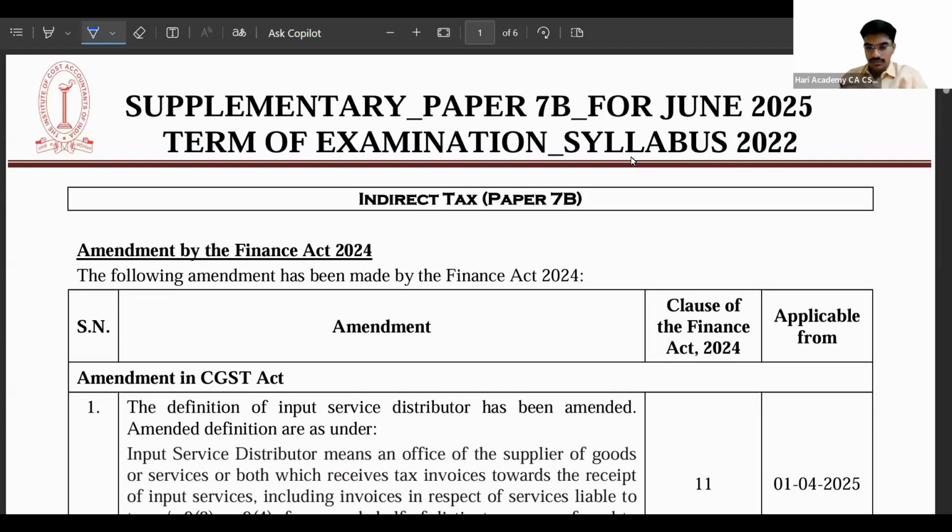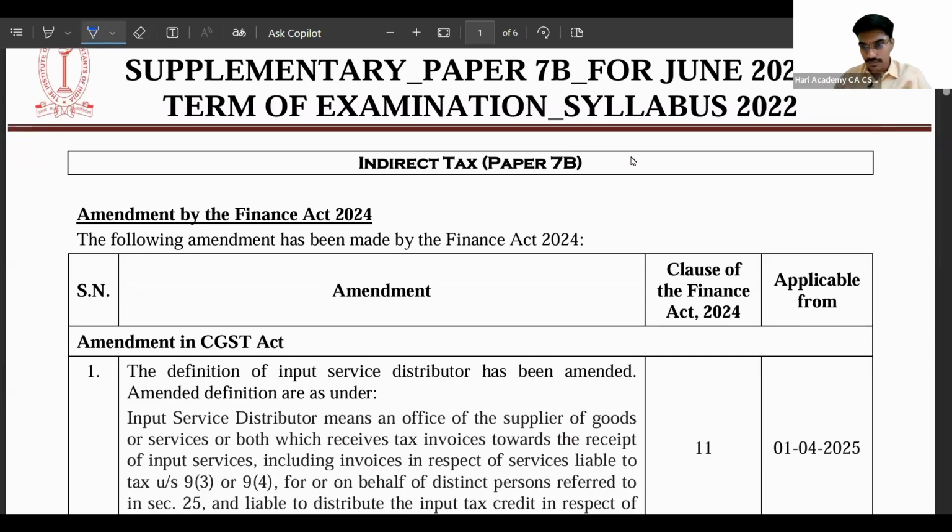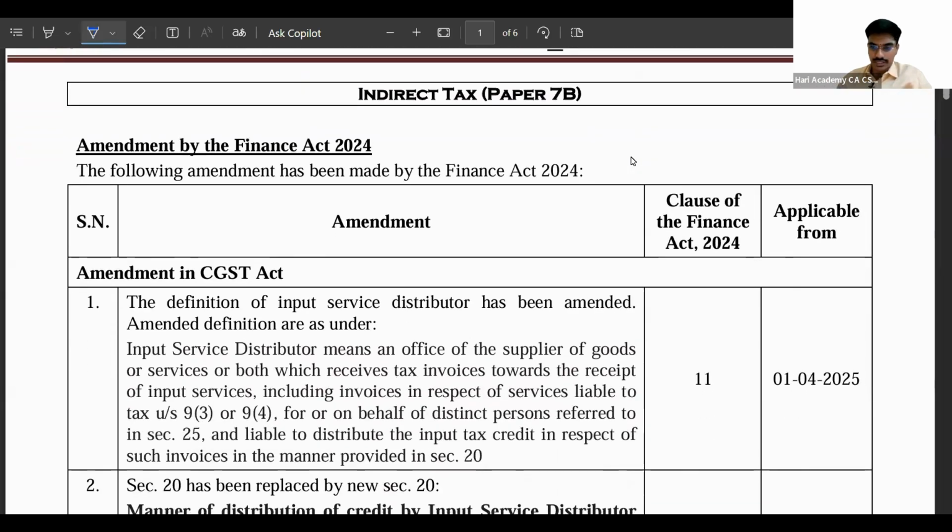Hi all. In this video, let us discuss the amendments carried out through Finance Act 2024 in relation to GST. In the earlier video, which has already been uploaded, we discussed the amendments in relation to income tax, and in this one we'll discuss the amendments in relation to GST. Generally, in CMA examinations, we find that the majority of the portion is covered by income tax, and only a smaller portion, even from the scoring angle, is from the GST side.